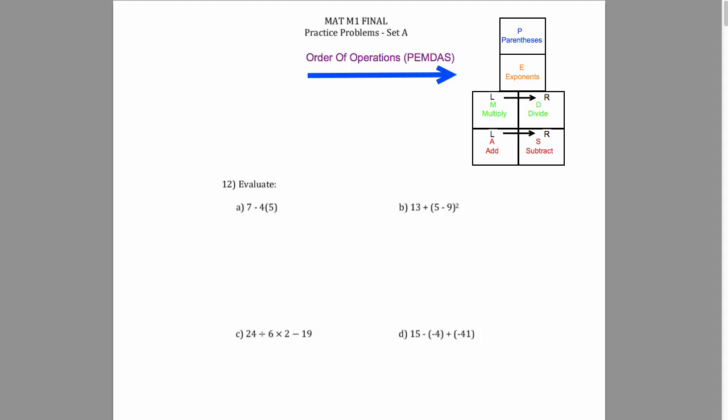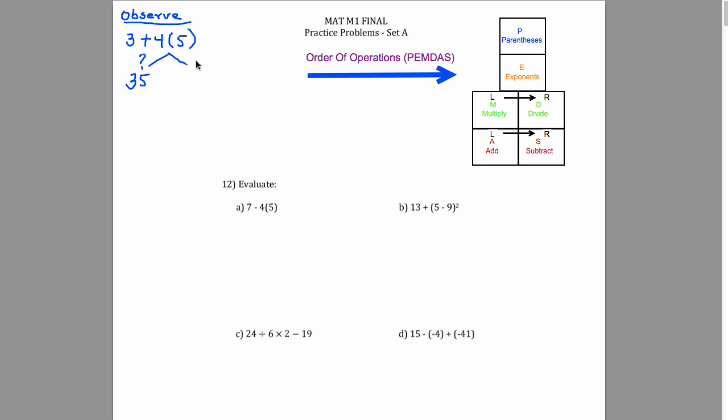Problem number 12 tests you on the order of operations, and the memory aid a lot of students use is PEMDAS. Let's briefly try to understand why we need the order of operations. A simple example would be the following. Let's say you see this: 3 plus 4 times 5. Now it's reasonable to say 3 plus 4 is 7, and 7 times 5 is 35.